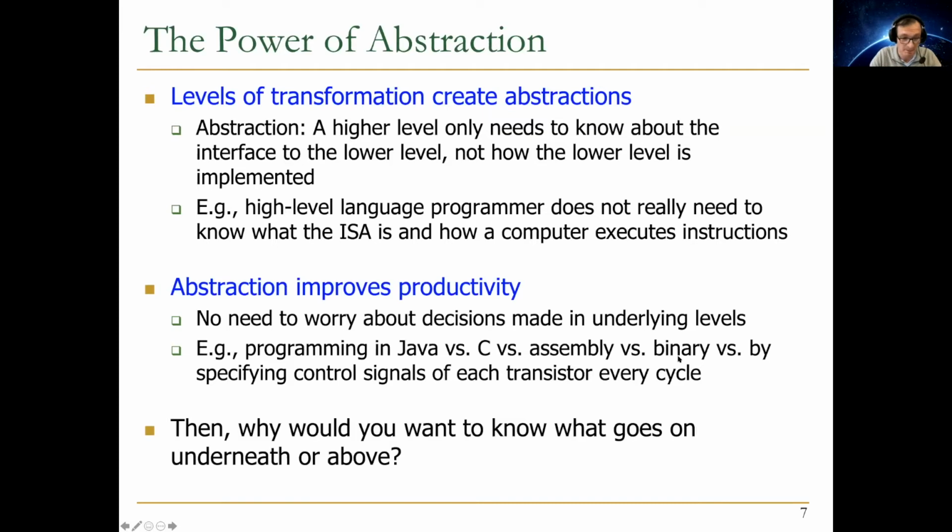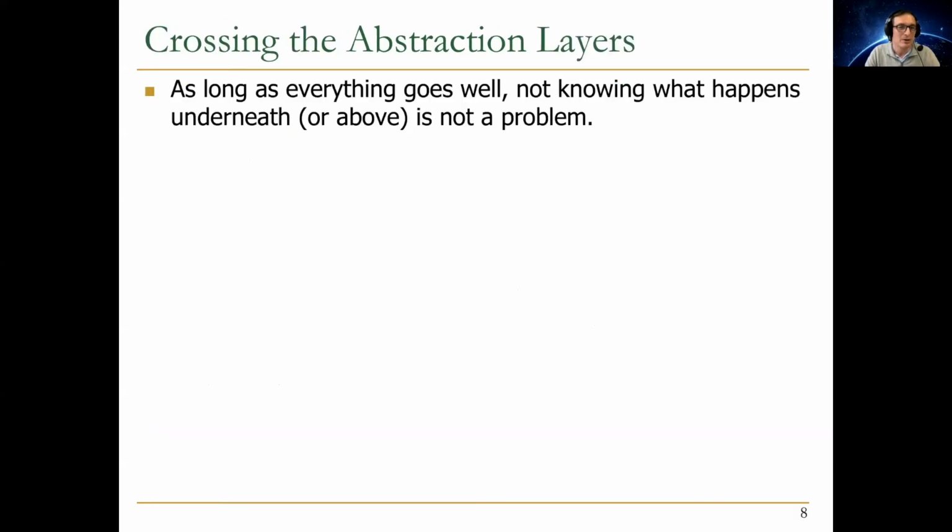Then, of course, the question is, why would you ever want to know what goes on underneath or above? Of course, given that this is a computer science and engineering course, aside from that, because if you claim that you're a computer scientist or engineer, in my opinion, you should really know how a computer works. Other than that fact, why would you want to know? Well, this brings us to crossing the abstraction layers. I think as long as everything goes well, actually not knowing what happens underneath is not a problem in general, I think. Because as long as everything is working well, as well as it could be, let's say, maybe I should put it that way.